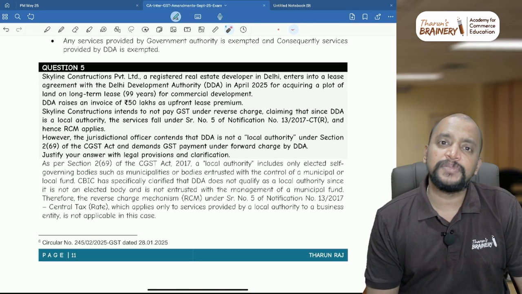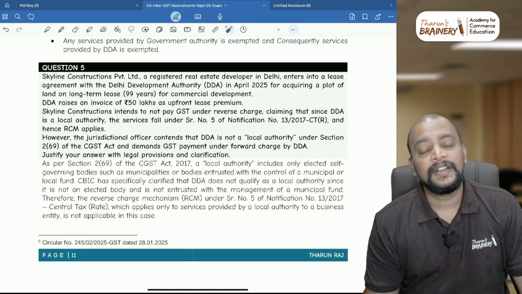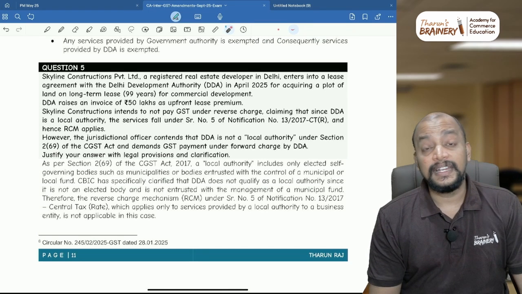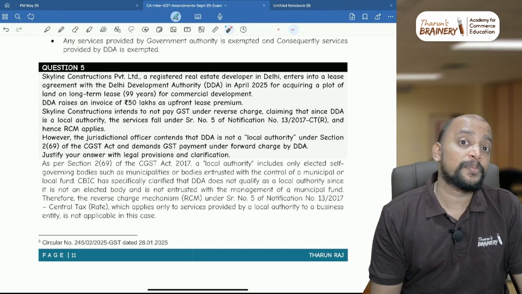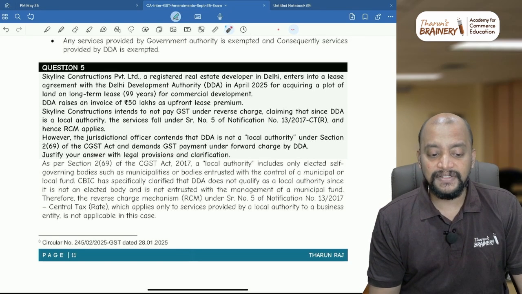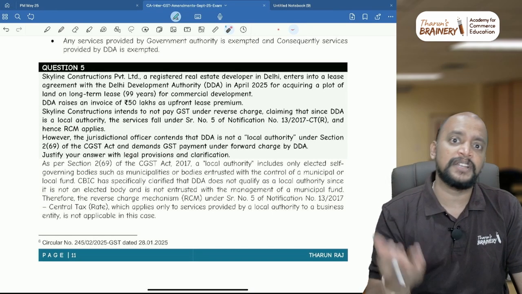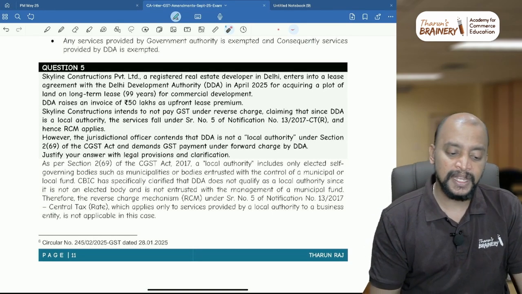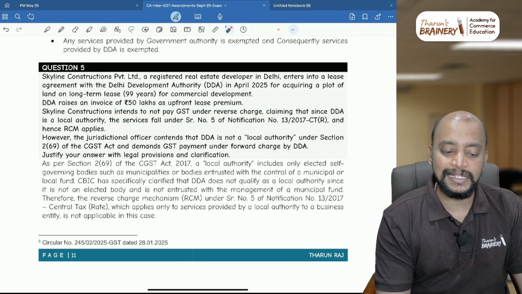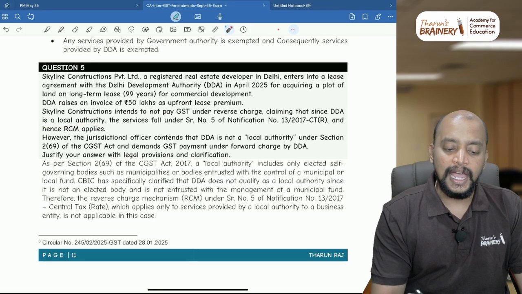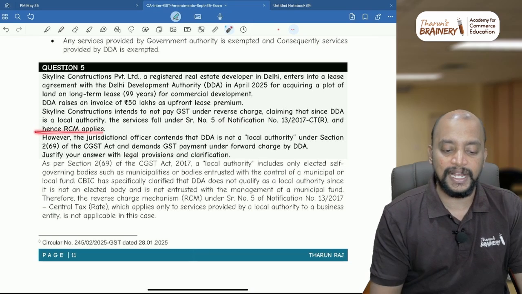But sir, we have an exemption, sir, upfront lease amount is exempted, like that one point is there. That is lease of land by SIDCO, State Government Industrial Development Corporation. But here Delhi Development Authority, anyhow government authority services will be exempted, let it be upfront premium or whatever it may be. Skyline Constructions intended not to pay GST under RCM, claiming that since DDA is a local authority and the services fall under serial number 5, hence RCM applies.